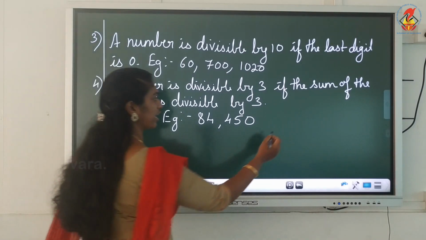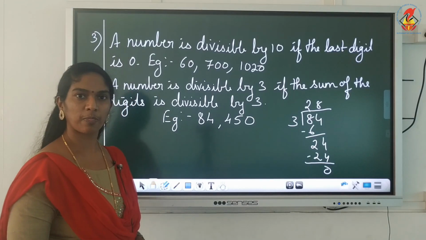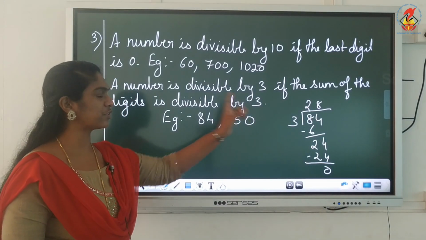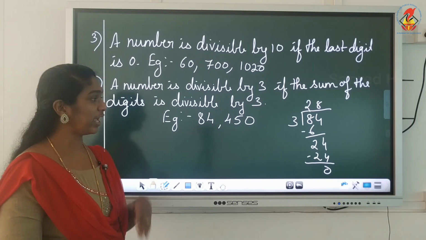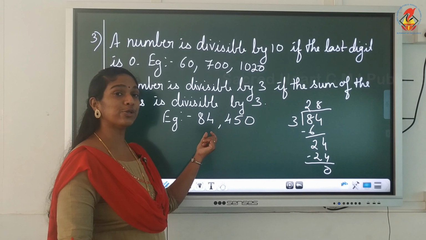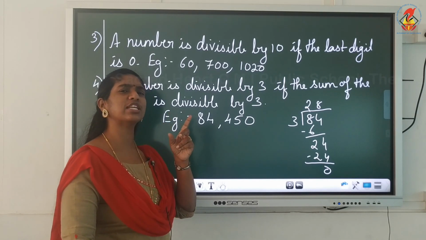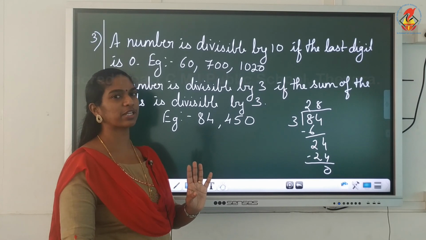If you want, you can check and see. 84 when you divide by 3, what do you get? 2 3s are 6. When you subtract, you get 2. Bring down 4. 8 3s are 24. And when you subtract, you get 0. So I can say 84 is divisible by 3. So instead of dividing, what we can do is just add the digits and see. 8 plus 4, I got 12. 12 is there in 3's table, so 84 is divisible by 3.